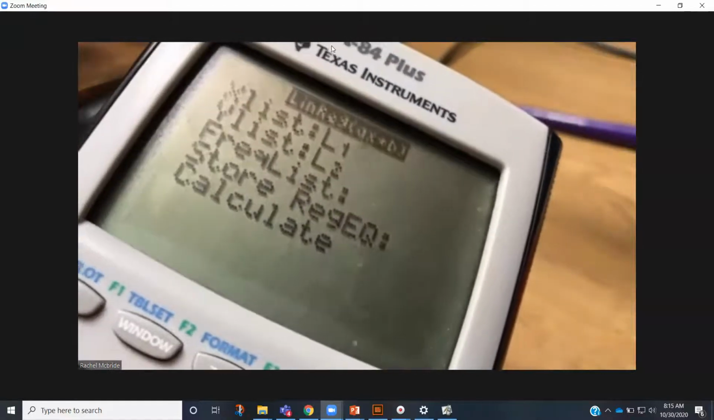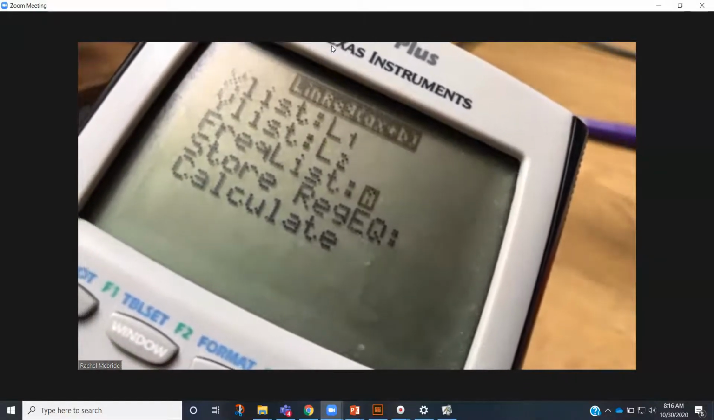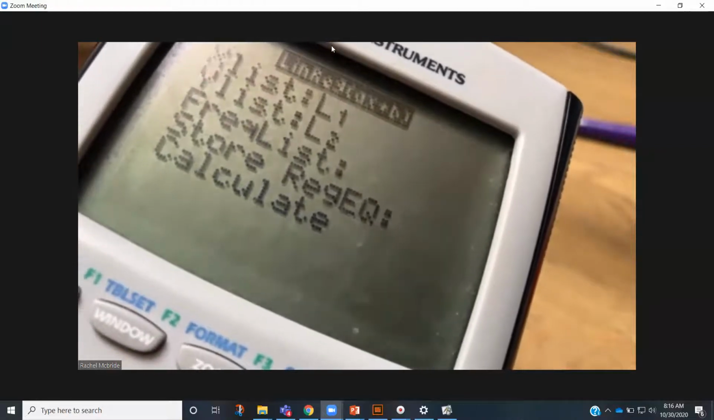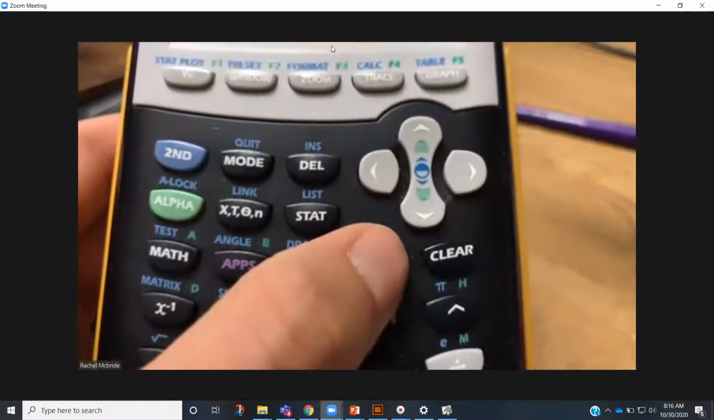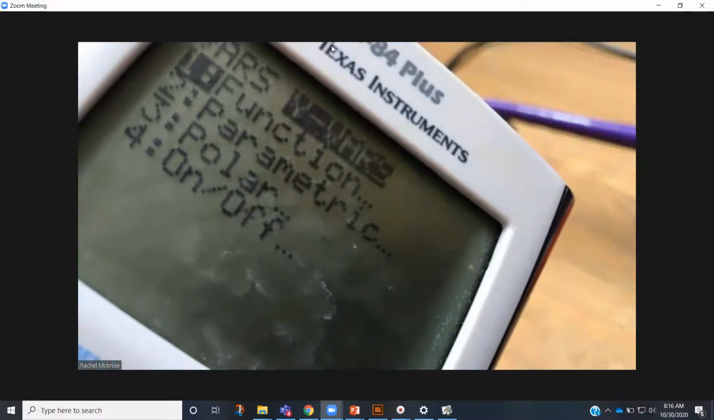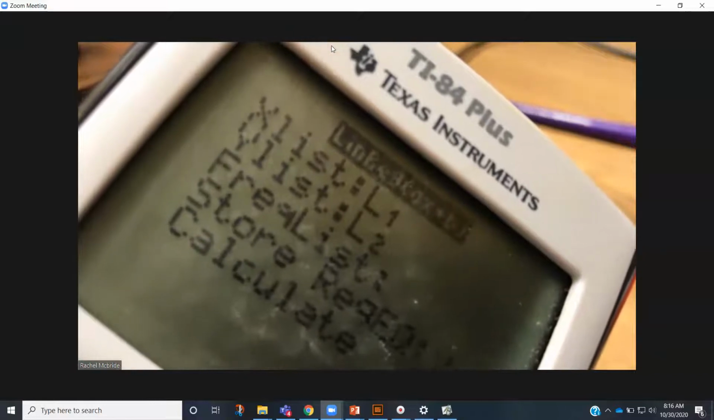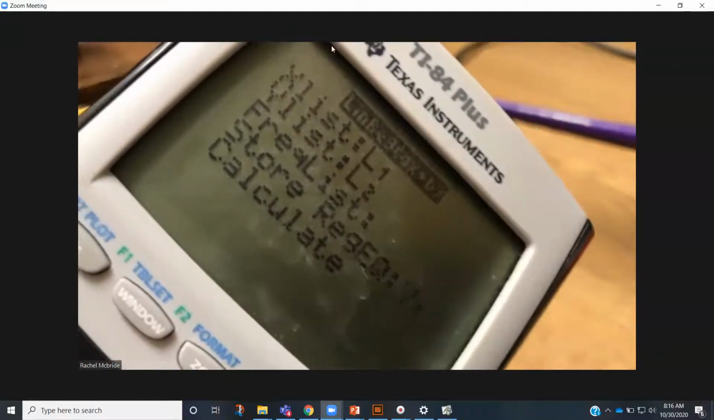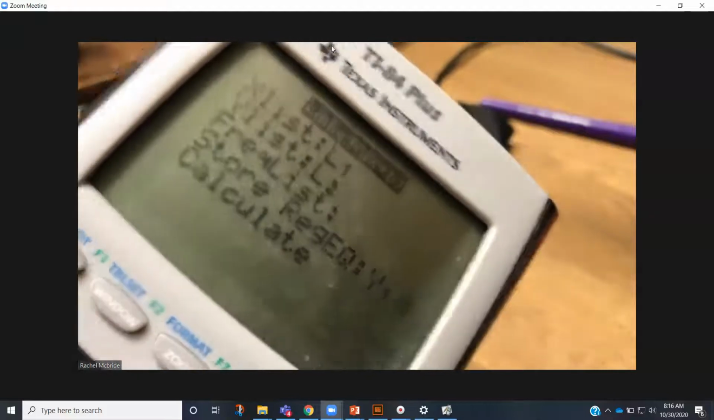And then if you have this newer calculator, you're in luck. So you're going to go down here to store regression equation. If you have a newer calculator like this and you have this store option, you're going to follow these steps with me. You're going to hit the word vars. Now you're going to arrow over after you hit vars to y vars. You're going to hit enter on function, and then you're going to hit enter on Y1. So your screen should now look like this: XList L1, YList L2, store reg EQ Y1. Now you're going to hit calculate.